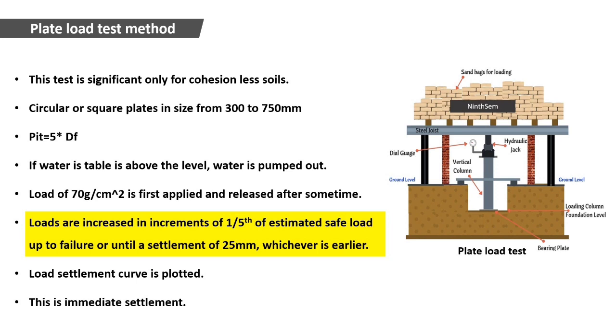Okay, up to the failure, please get my point, up to the failure or until a settlement of 25 mm. It means whichever value we reach earlier, either 25 mm or the failure point. It means the load which we are applying, the structure gets failed. Okay, the sample structure. So load settlement curve is plotted. Okay, this is the immediate settlement.